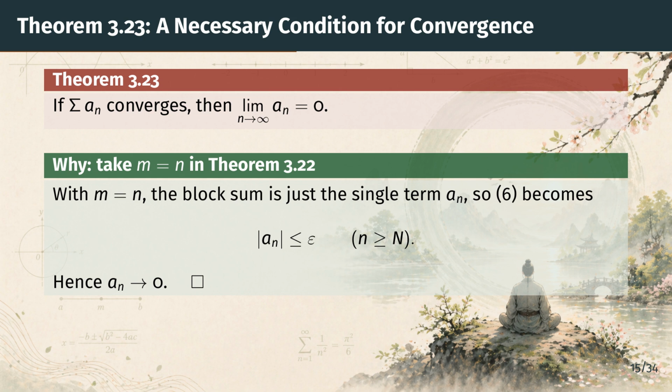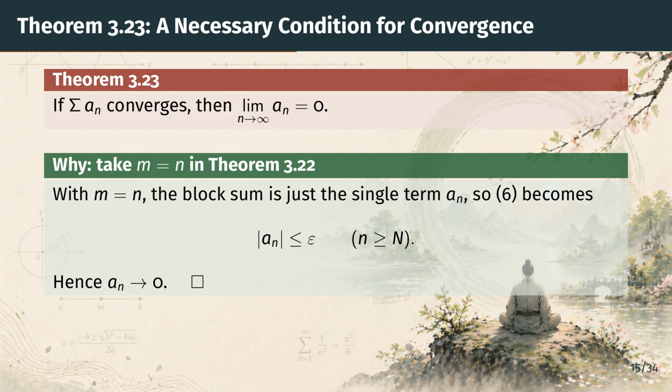In particular, we are free to take m equal to n, in which case the block sum collapses to a single term, a sub n. The criterion now says that single term is at most epsilon in absolute value once n is large enough, which is exactly the definition of a sub n tending to zero. So the terms going to zero is necessary for convergence.